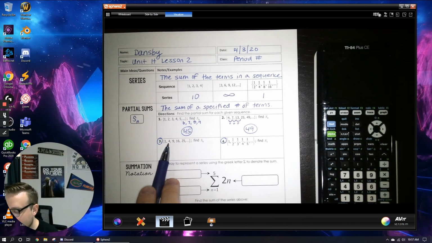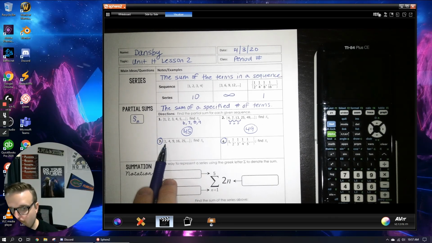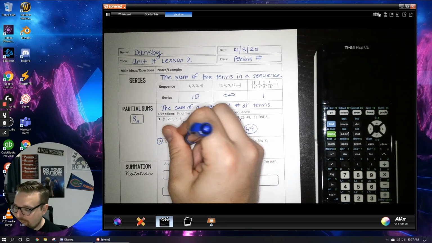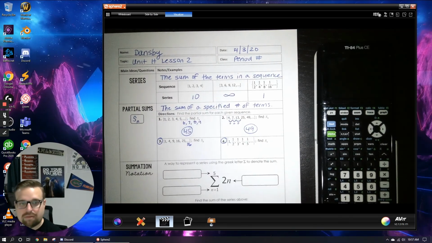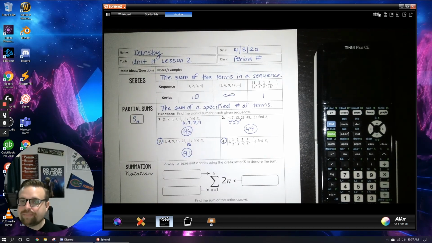But something else I notice about these numbers in the sequence is that they're all perfect squares. 1 squared is 1, 2 squared is 4, 3 squared is 9, 4 squared is 16, 5 squared is 25. So the next term would be 6 squared, which is 36. Okay. Now I have 6 terms, and I can go ahead and add them together. And when I do add them together, I end up with an answer of 91.